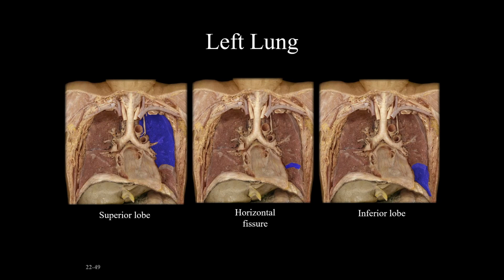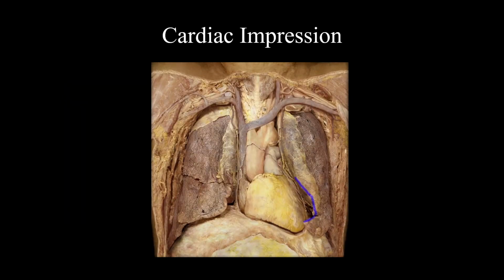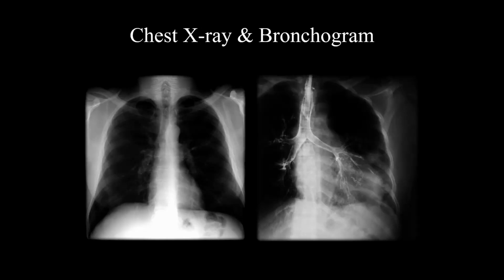As for your left lung, there are only two parts, your superior lobe and your inferior lobe, which are separated by your oblique fissure. Okay, so you have your cardiac impression. The cardiac impression is actually the space provided for your heart when it is fully functional. So you can see it here because this cadaver is dead. Okay, so we have your chest X-ray and your bronchogram.